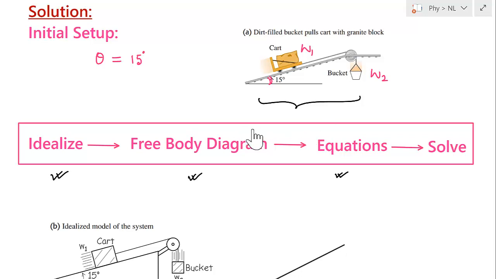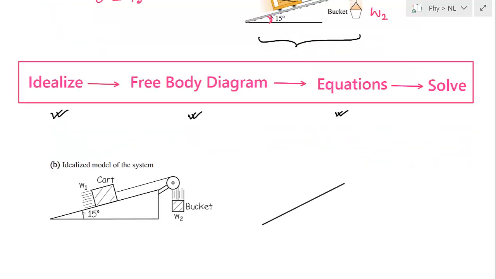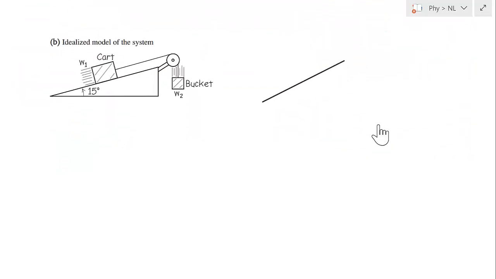So this is the idealized system. I can show this cart plus granite block something like this and the bucket something like this. This is the idealized system, and then I can assume there is a pulley and the cables are connected and passing over the pulley. So I have to draw the free body diagram. Let us first show this cart plus granite. I am showing this here. This is the free body diagram of the cart.